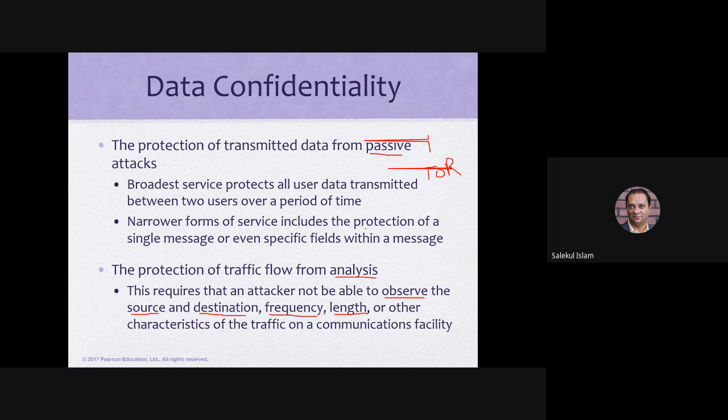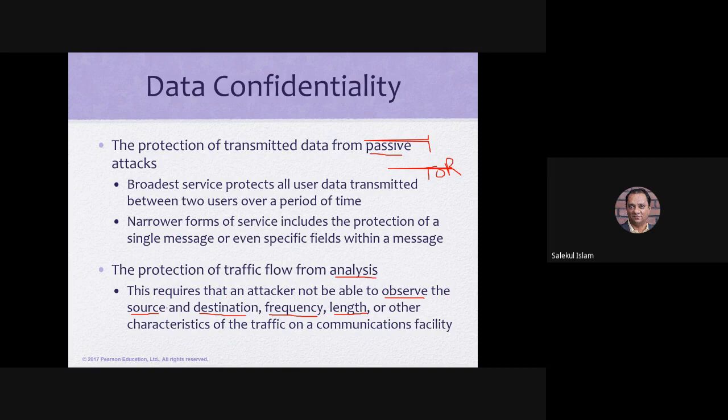your traffic is originated maybe from Sweden, but originally it has been originated from Bangladesh. So when the attacker looks at the traffic, the attacker will see, okay, the traffic is from Sweden, but maybe the traffic is from Bangladesh. So that can even hide the source and destination too.